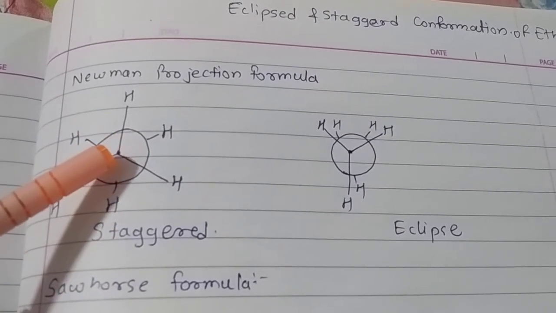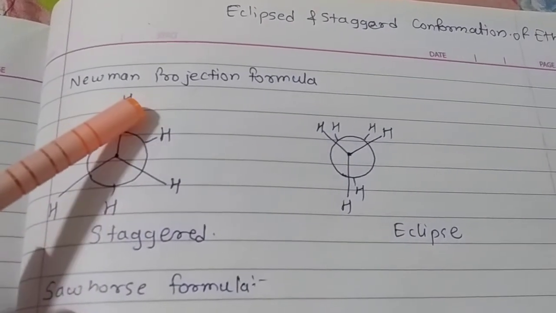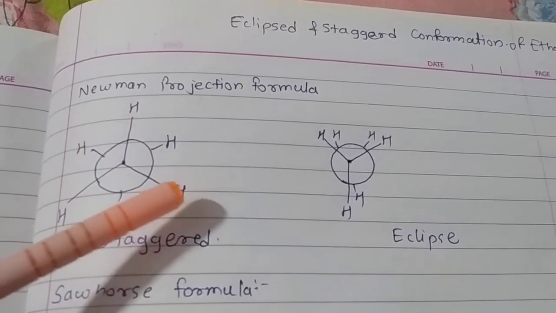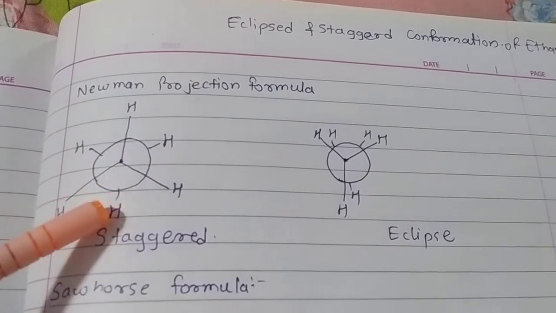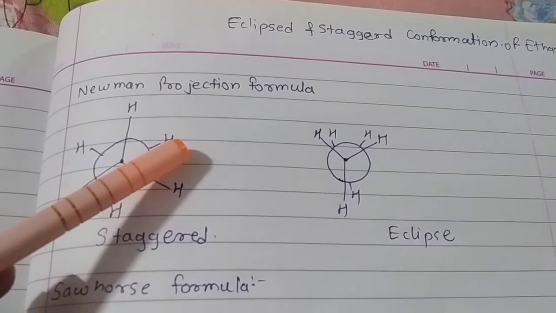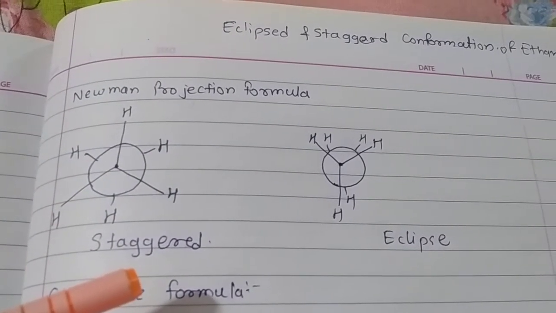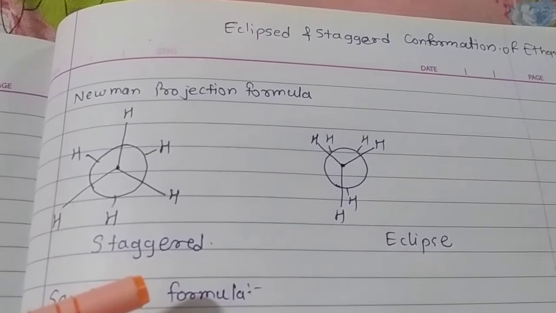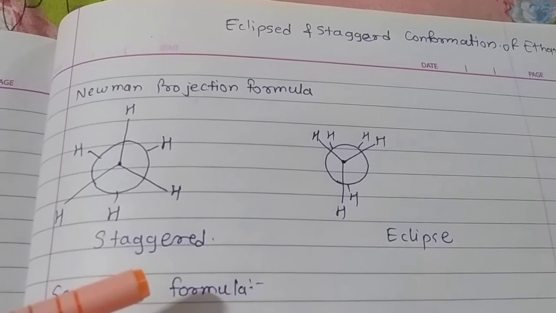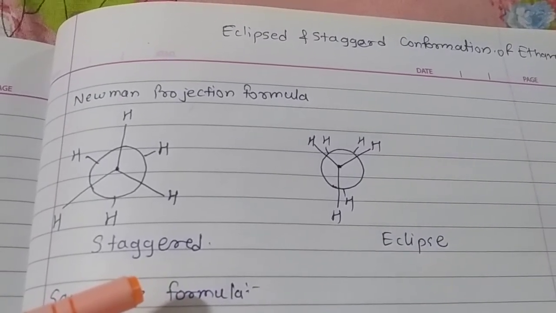So each carbon atom is bonded to 3 hydrogens, so middle carbon is bonded to 3 hydrogens, and this bigger carbon is also bonded to 3 hydrogens. So in staggered conformation, all the substituents, here there are hydrogens, are far apart from each other, so it is more stable conformation of ethane.